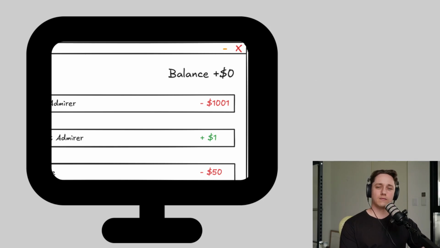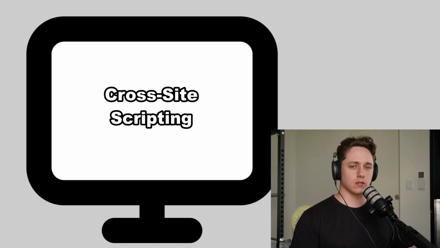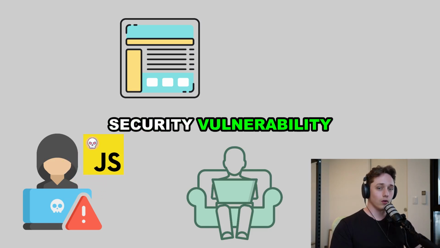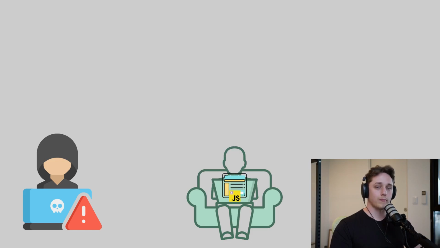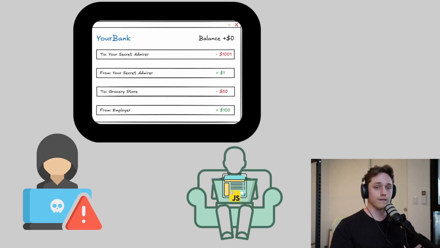What the hell happened? Well, likely you were a victim of a cross-site scripting attack. But what exactly is cross-site scripting, and more importantly, how can we protect our users from such attacks? Cross-site scripting is a security vulnerability which allows an attacker to inject malicious JavaScript into the web pages viewed by other users. It is essentially code execution in the victim's browser.